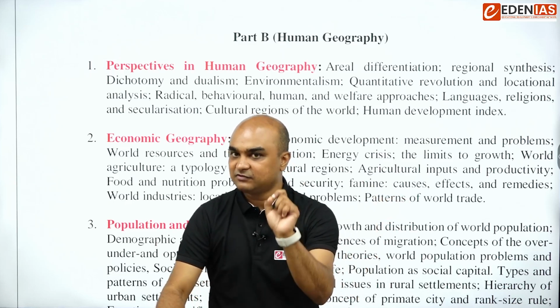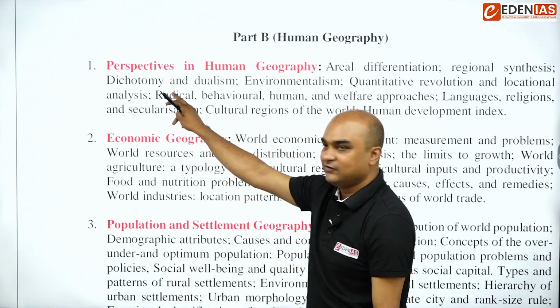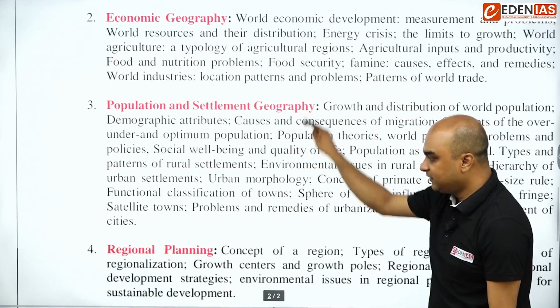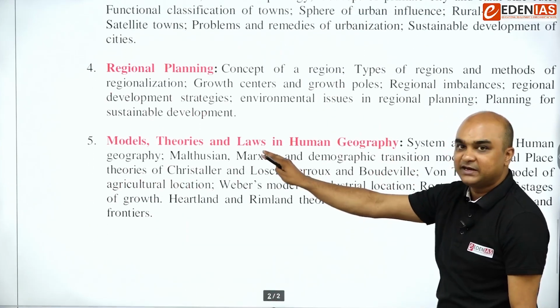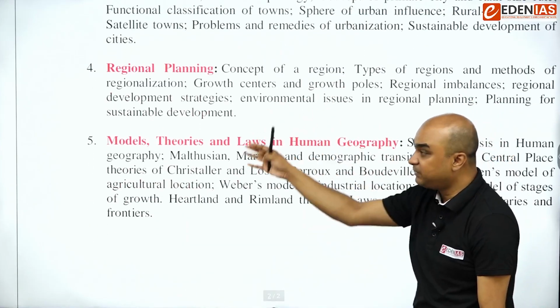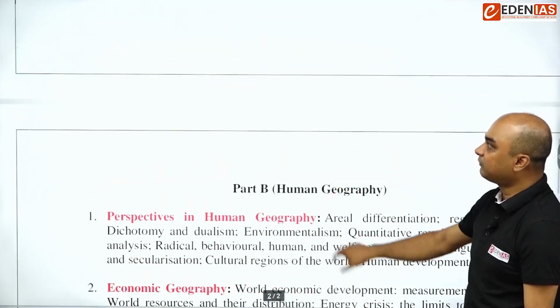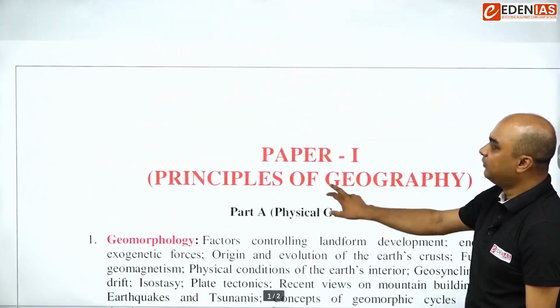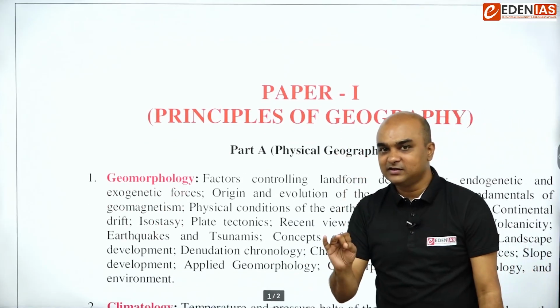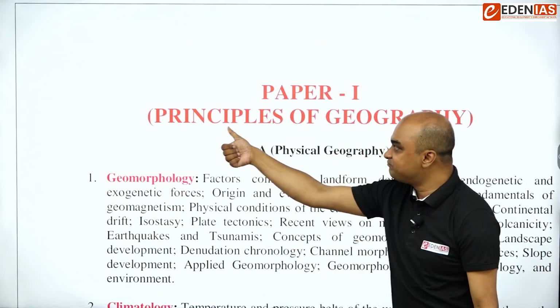So when you talk about the science of region, you have to have philosophy and you have to have the models, the theories and the laws. So that is paper 1. You should know that it is divided 50-50, and the focus is on laws, models and theories. That's why it's named Principles.